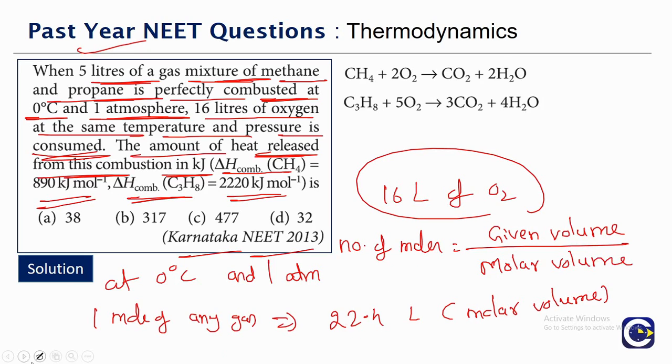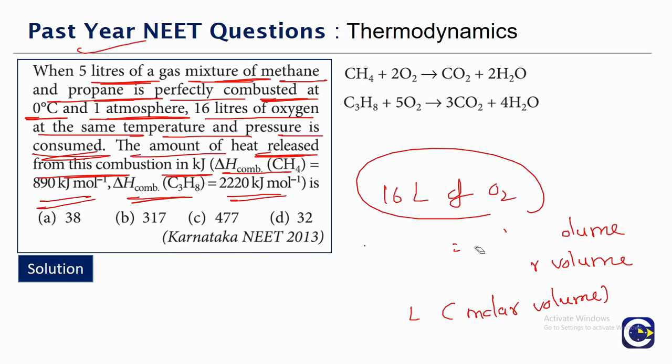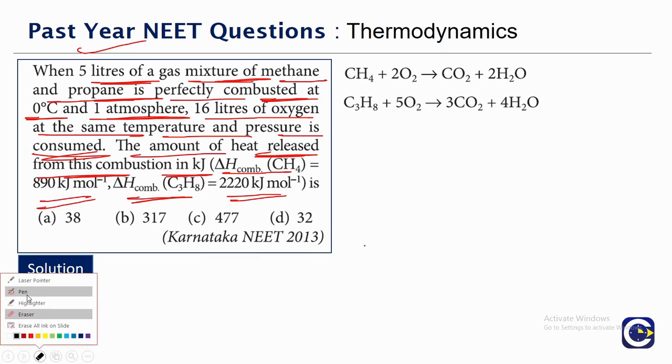Do you know why we need to calculate the number of moles of oxygen? We are going to find out the number of moles of oxygen from the given amount of oxygen, which is 16 liters as given. Then, based on the balanced equation of the combustion, we will try to relate the amount of methane and propane with the amount of oxygen.